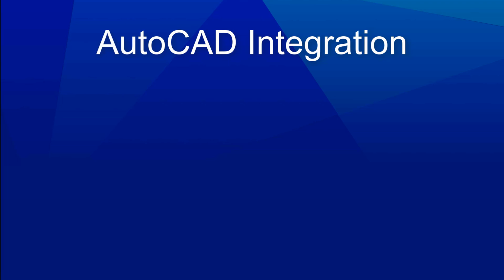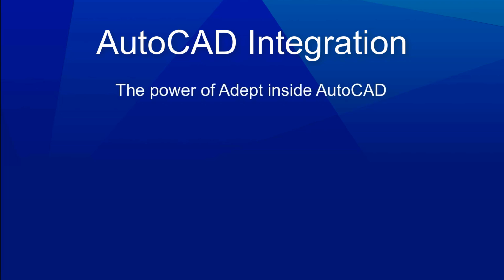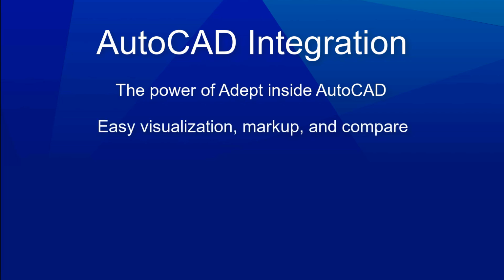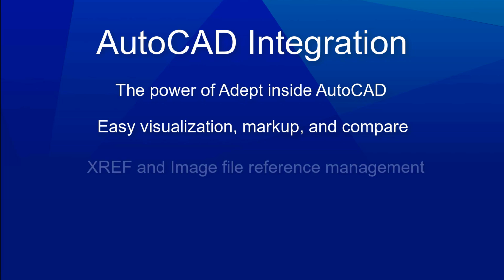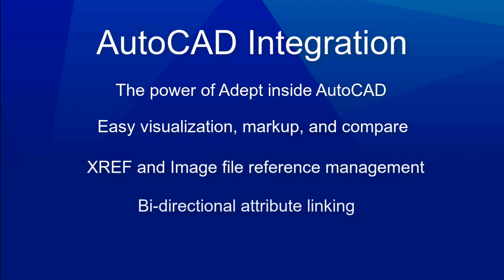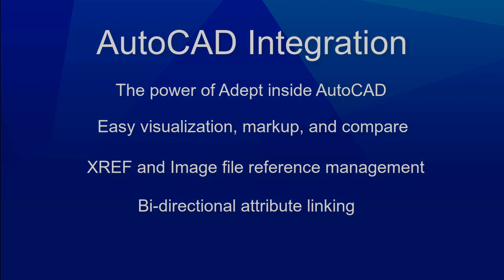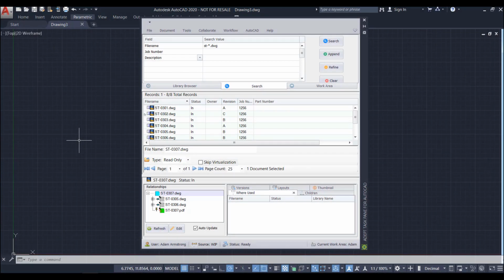integrates with AutoCAD. There are several ways Adept adds value to organizations using AutoCAD. With integration of Adept capabilities right inside the AutoCAD interface, providing 2D visualization, markup and compare, and bi-directional attribute linking. Let's start by looking at the Adept task pane integration from within AutoCAD.